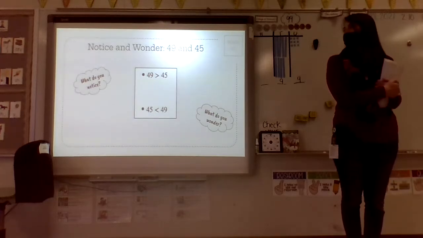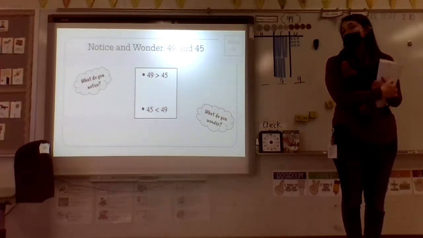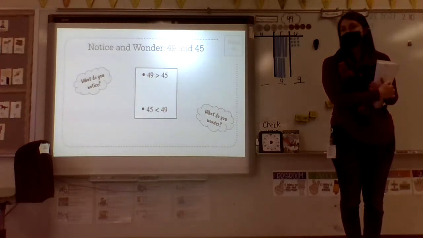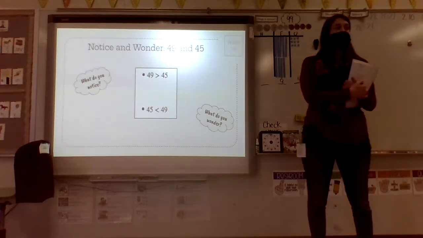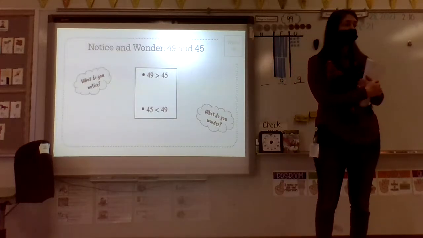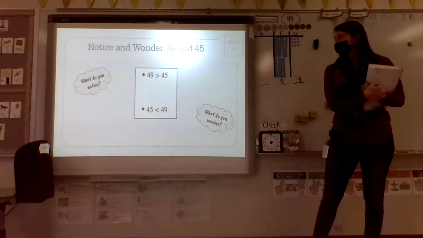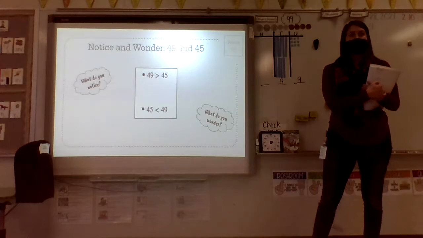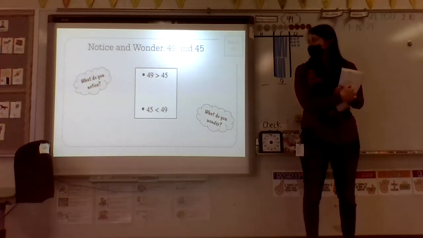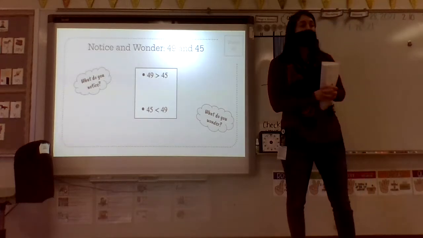Adelia: I noticed that they all have a 4 in the tens column. Good. So Adelia said that she notices that they're all 4s in the tens column. What else? Cora? I noticed that they are the same numbers and they have a symbol. Okay, so Cora said she notices that they're all the same numbers and they all have a symbol.